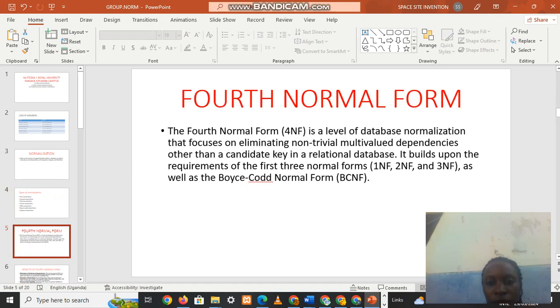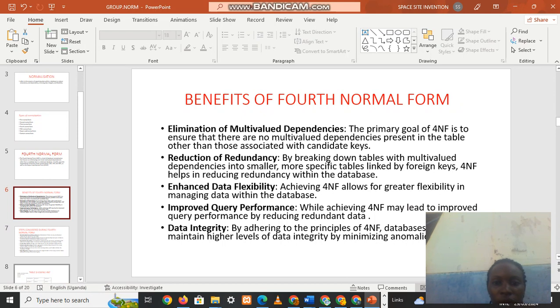The fourth normal form is a level of database normalization that focuses on eliminating non-trivial multi-value dependencies other than a candidate key in a relational database. It also builds upon the requirements of the first 3 normal forms, that includes first normal form, the second normal form, and the third normal form, as well as the Boyce-Codd normal form. So we are going to see the benefits of fourth normal form.